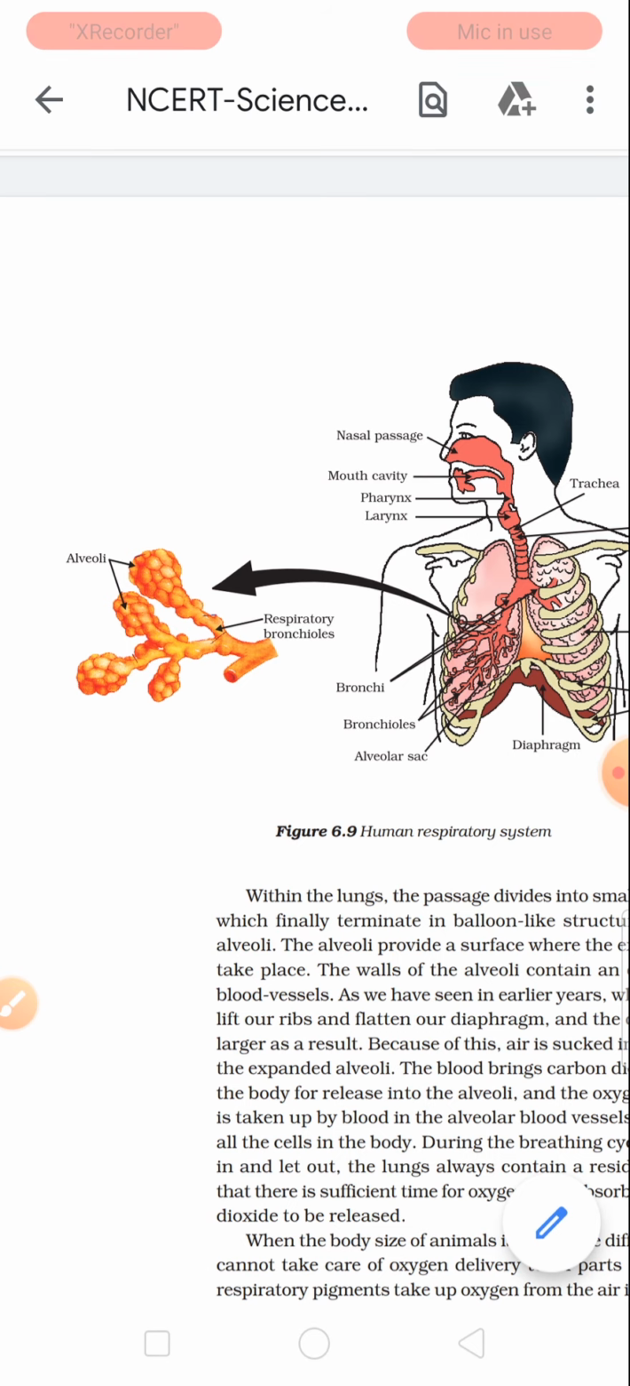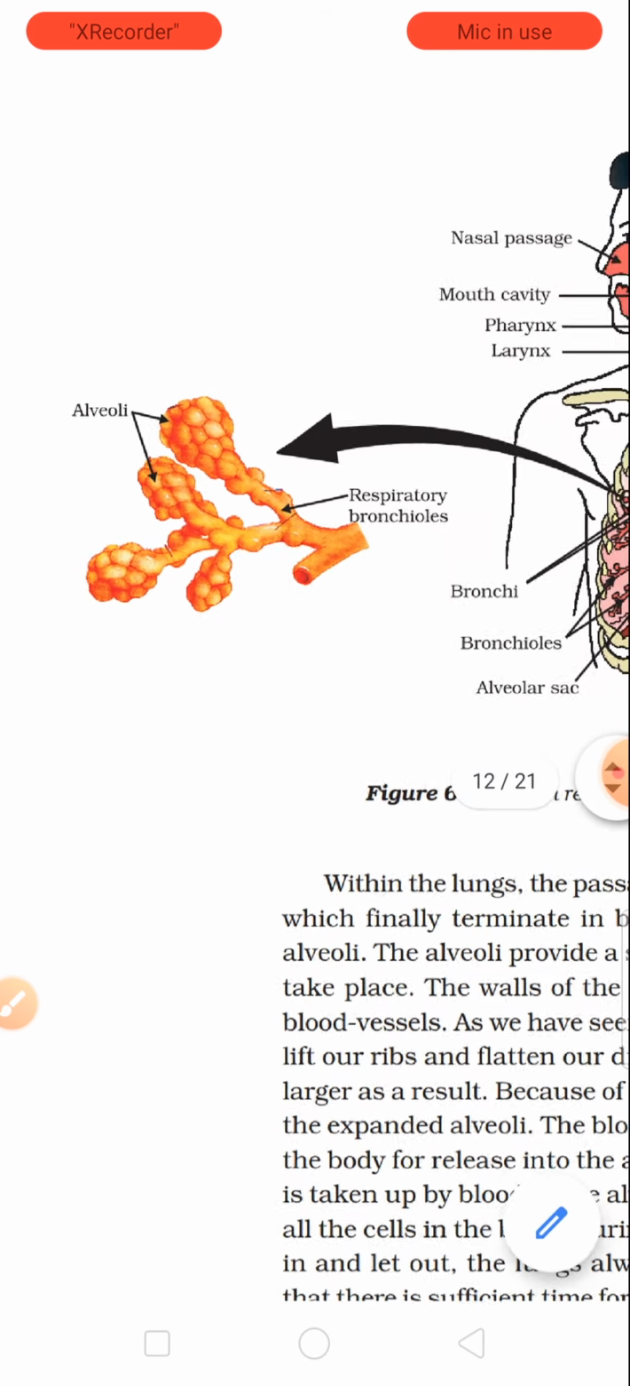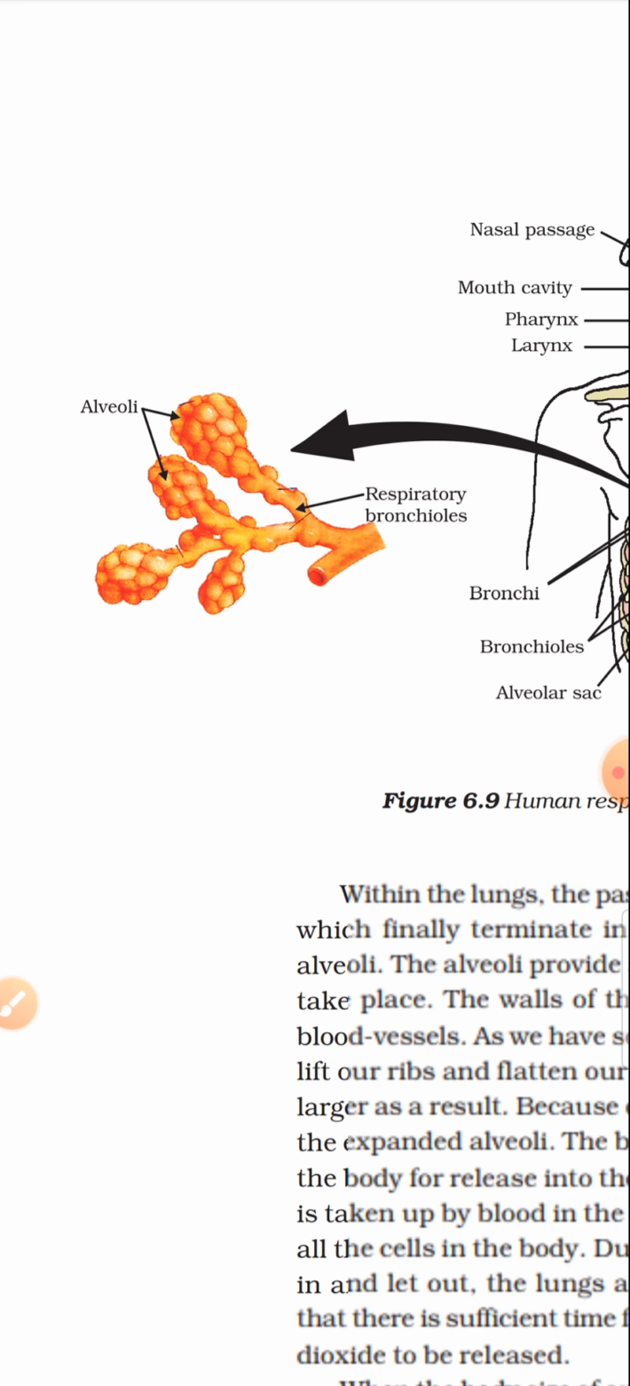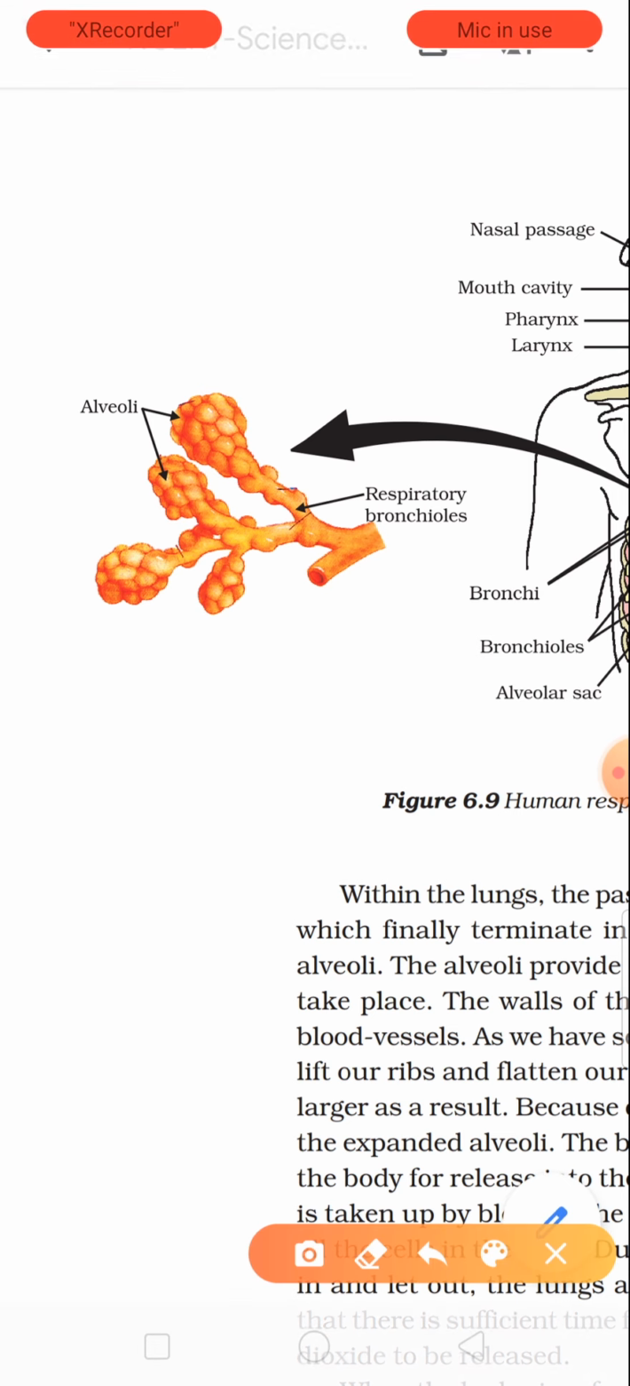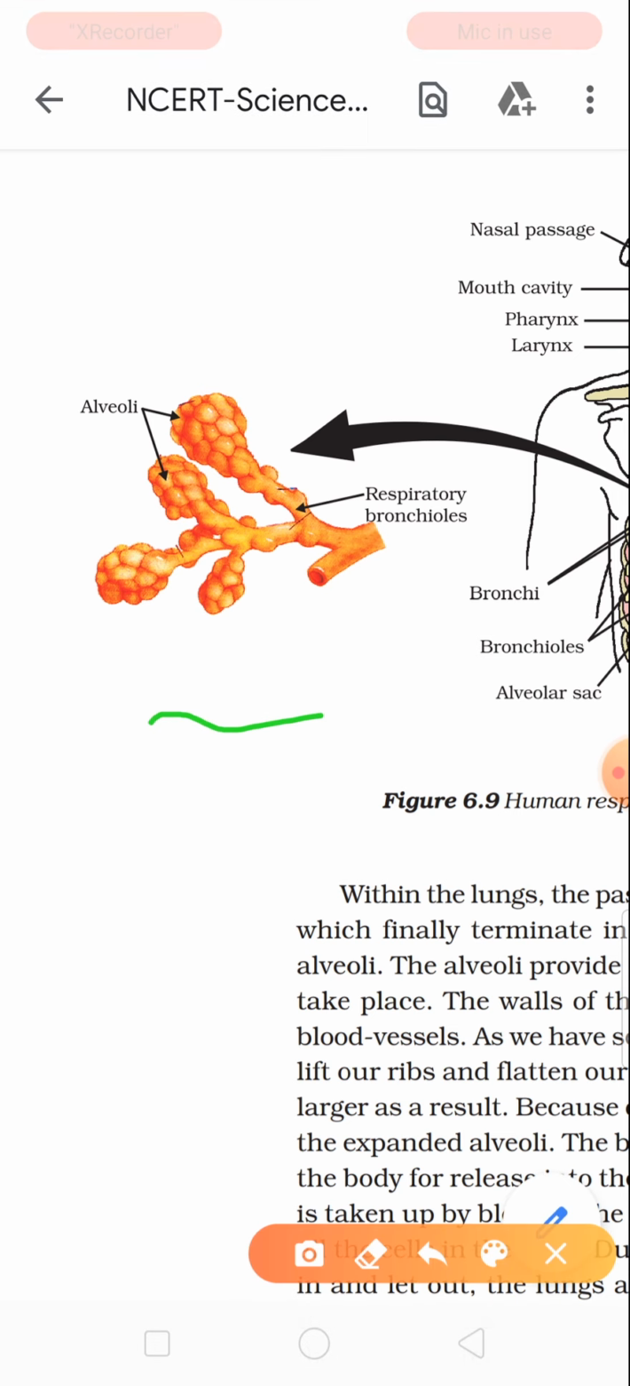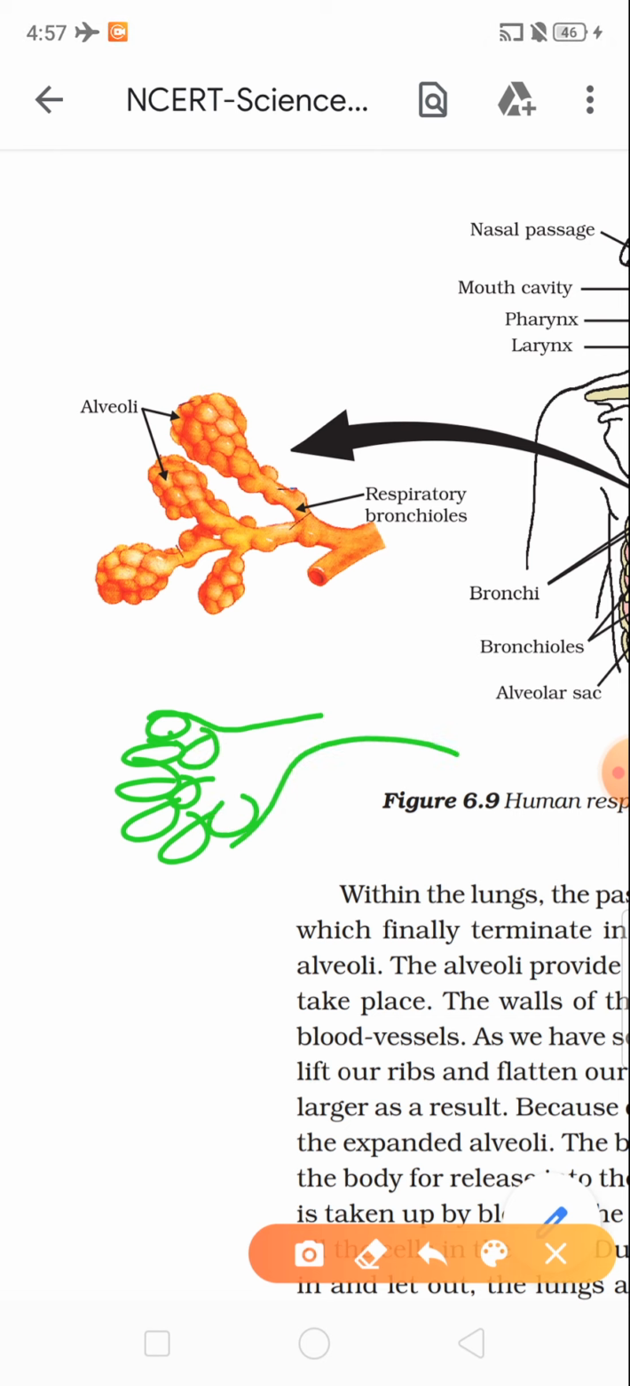One more diagram. See, this is the alveoli. You can say that this alveoli which you see here is made up of small alveolar sacs, like this, and it will go like this.